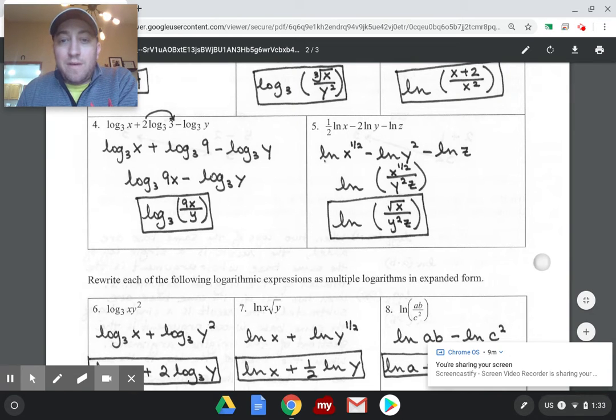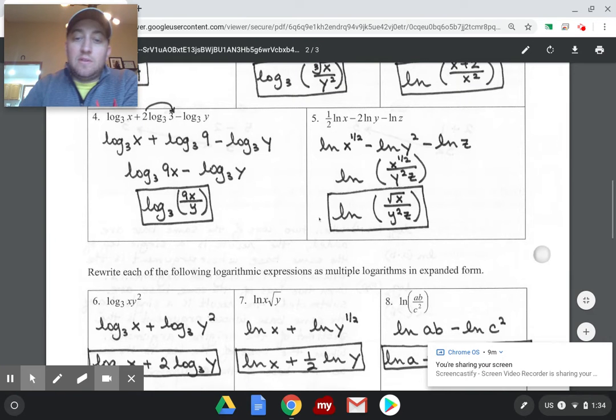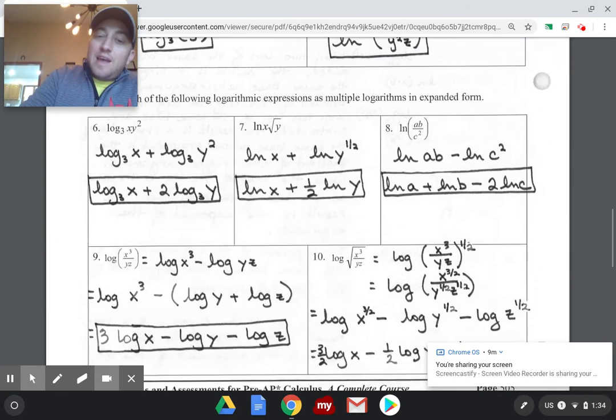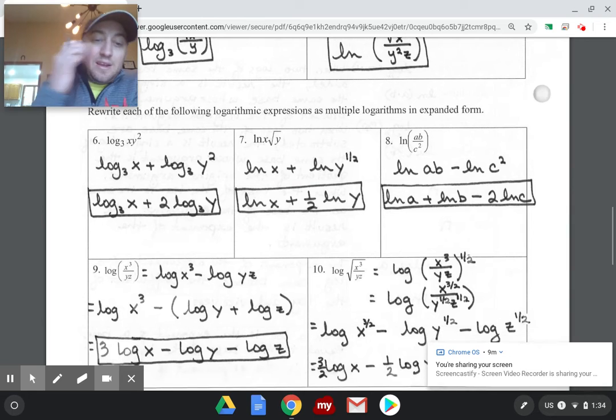Then number 5 is just a little bit more of the same. I would start from left to right first. Once you bring the 1/2 in and the 2 in, we're working with natural log of x to the 1/2 minus natural log of y squared. I would need to divide those two. And then I would need to divide it by z as well. And we end up with y squared and z in the denominator and the square root of x in the numerator.